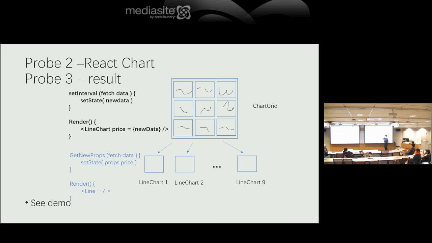So it will go down to the child component. The child component is the line chart here. Each line chart will get the new data through the props here, and it will set its own new state. Then the same process will trigger the rendering and draw the line like here. So let's see the demo.